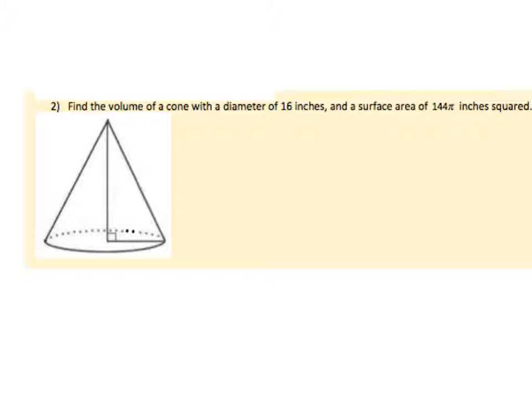Okay, let's take a look at number 2. We've got the volume of a cone that has a diameter of 16 inches, so that means that the radius is going to be 8. And the surface area is 144. So again, the volume. So to find the volume of the cone, I'm going to take the area of the base times the height, pi r squared times h. Now again, I don't know the height, so maybe I can find that out using the surface area.